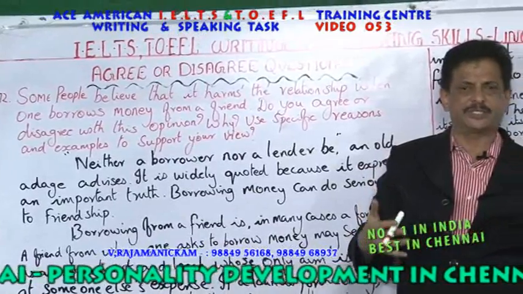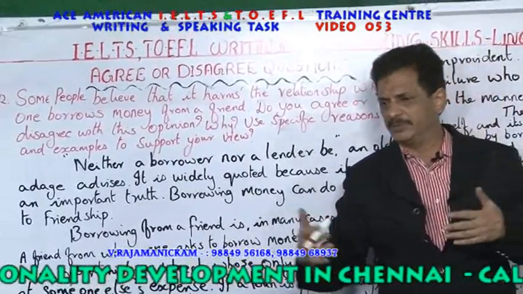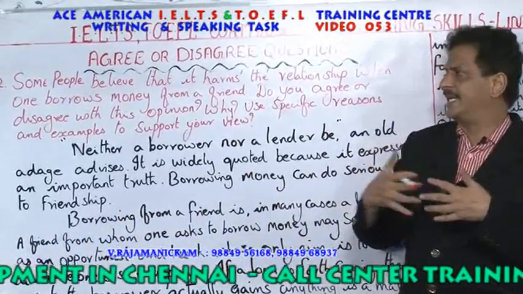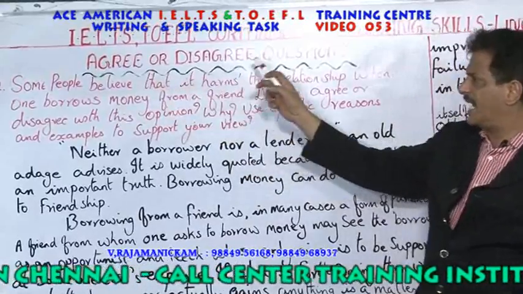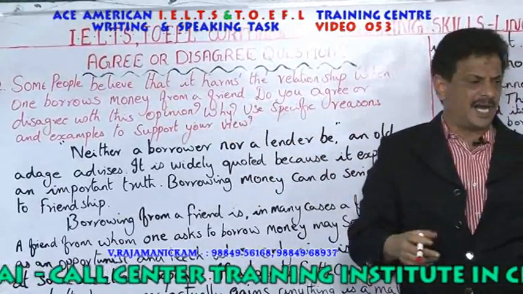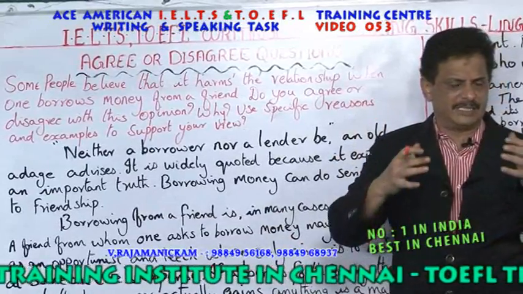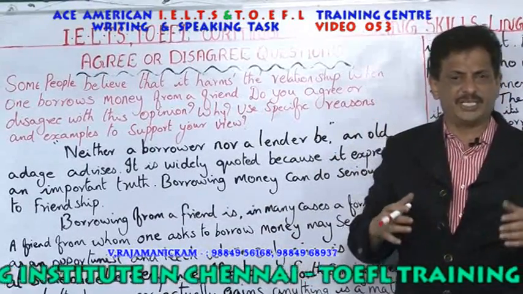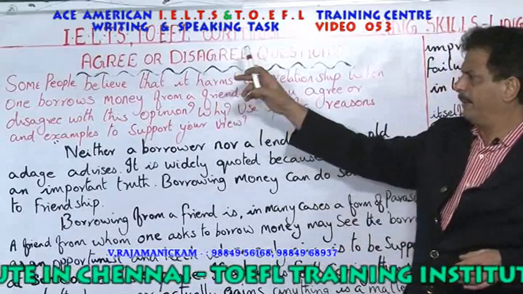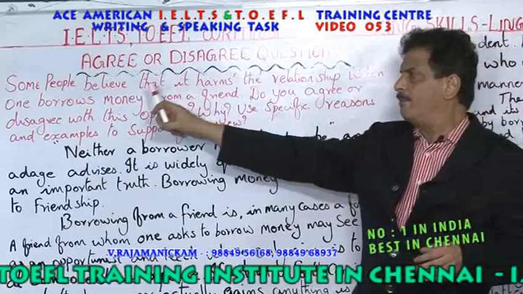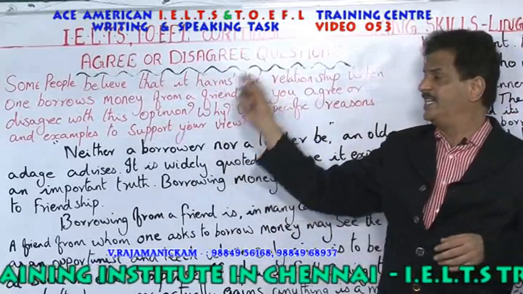Or the relationship between the manager and the employees. So relationship means the understanding. Some people believe that it harms the relationship. Harms means what? It destroys, it brings some spoils, it has some friction in the relationship. So some people believe that it harms the relationship when one borrows money from a friend.